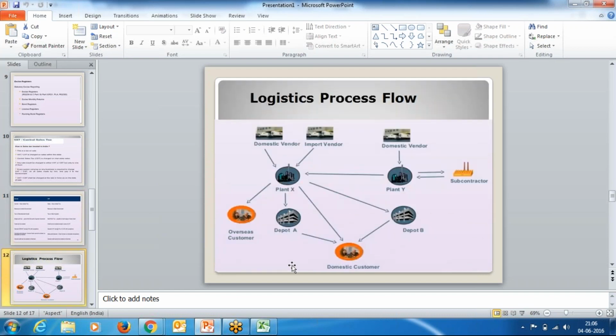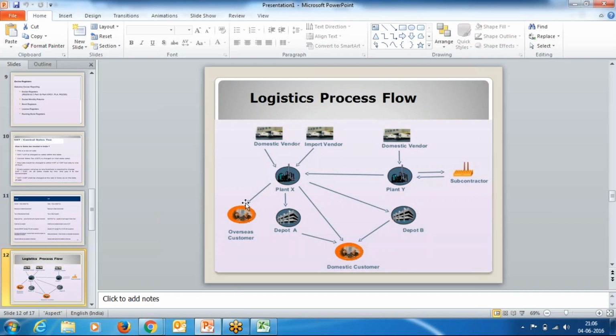VAT won't be there at the time of services. Now, the next one is simply a logistic process flow, which you will be aware of. This is your plant, tax. So, this is your sources. We'll say that this is the source of excise. So, you will collect excise from your domestic vendor, or CVD will be collected if you are doing any kind of imports.